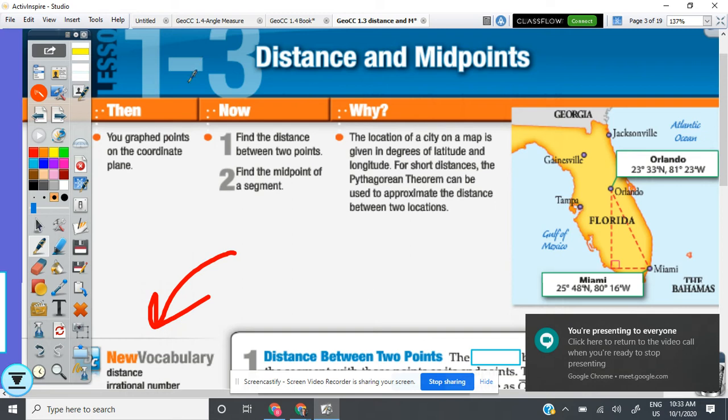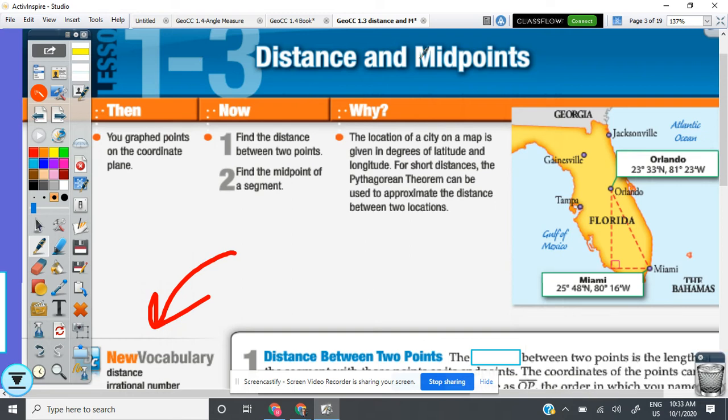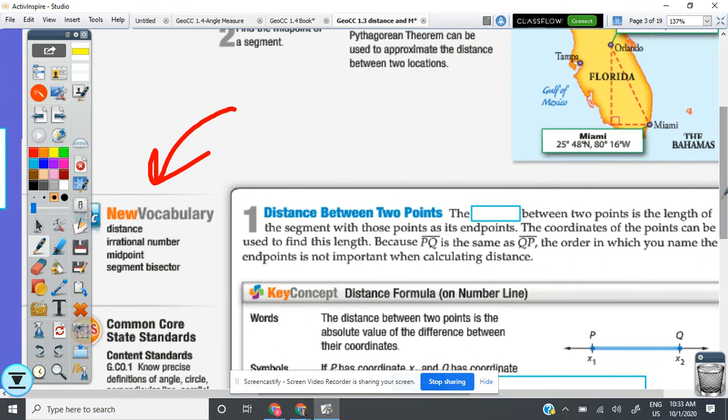All right, so we have 1.3, distance and midpoints. Here's the two things we're supposed to learn: find the distance between 2 points and find the midpoint of a segment. Vocab again, over here on the right.